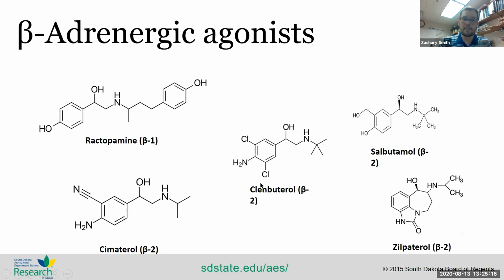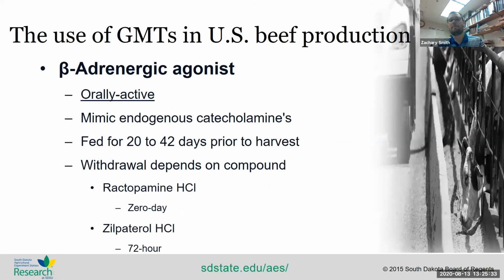However, it has an extremely long half-life due to its really high binding affinity to the beta receptor, and there were really big residue issues. So the American Cyanamide Corporation abandoned approval of this drug in the early 90s. Now the beta agonists are orally active. They mimic endogenous catecholamines. Endogenous just means produced in the body. The endogenous catecholamines that we're talking about here are things like epinephrine.